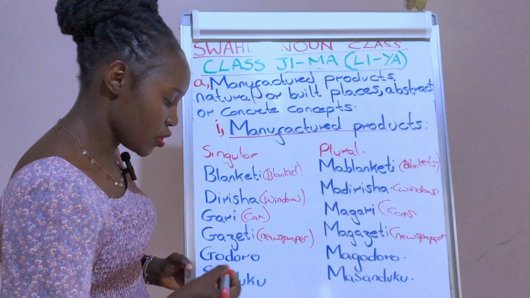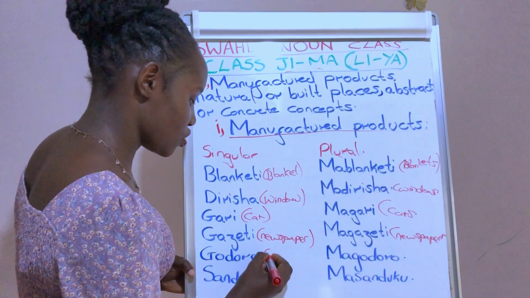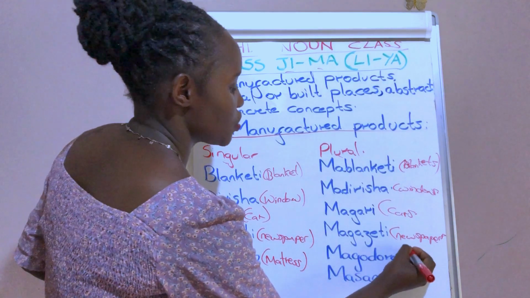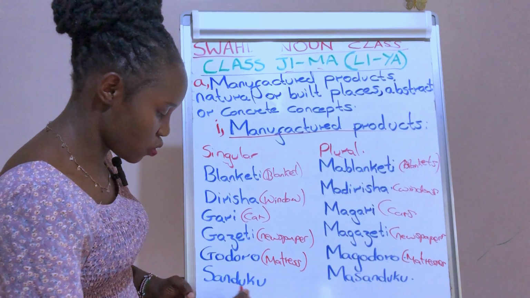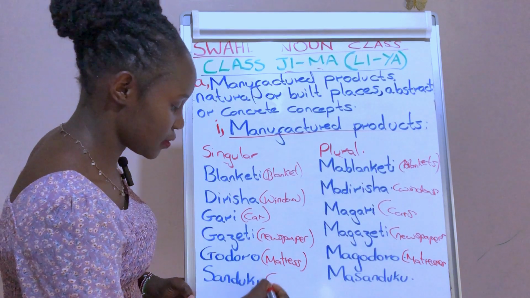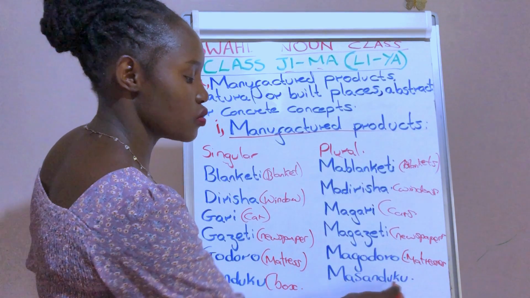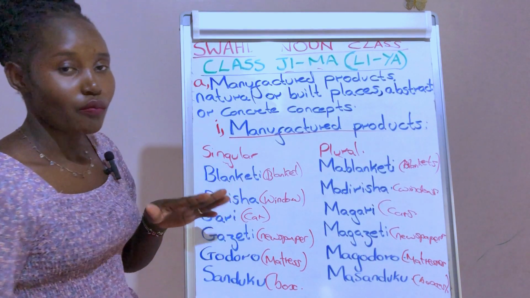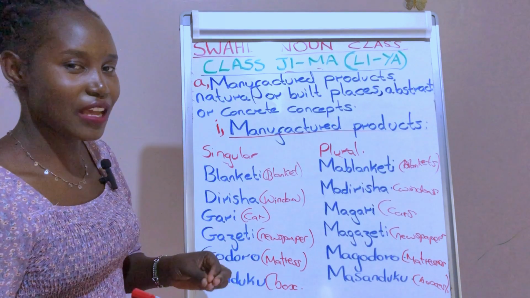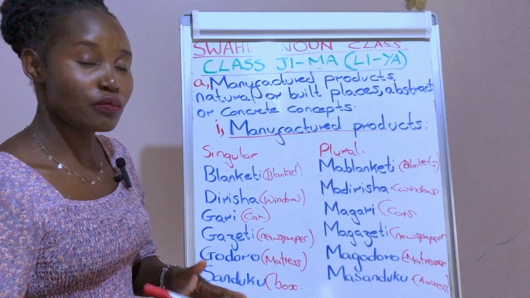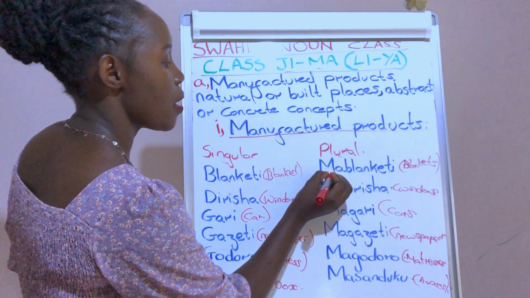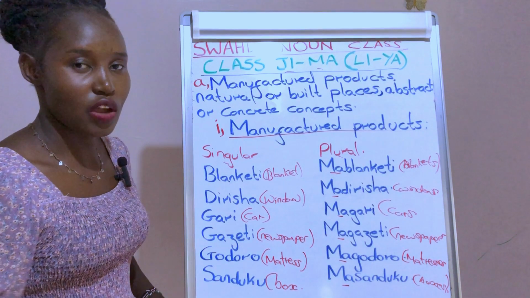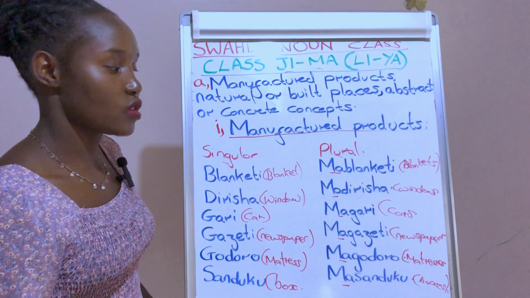Then we have godoro, this is a mattress. In plural we say magodoro, mattresses. Then we have sanduku, a box. Then in plural we say masanduku for boxes. Remember, at the start of this lesson we said most of the nouns in this class don't have a specific letter to start with, but in plural form they have to start with ma, as you have seen and as you are going to see in other nouns.